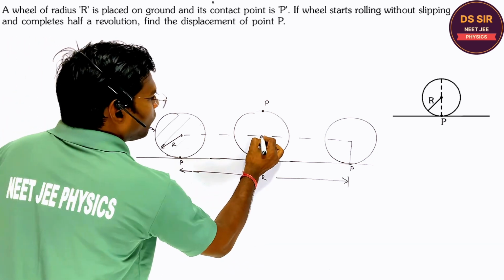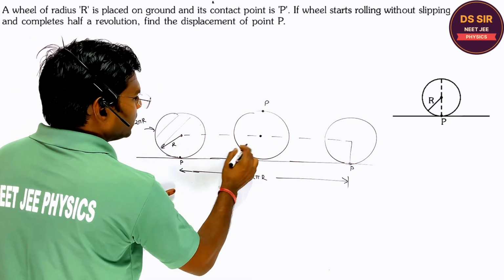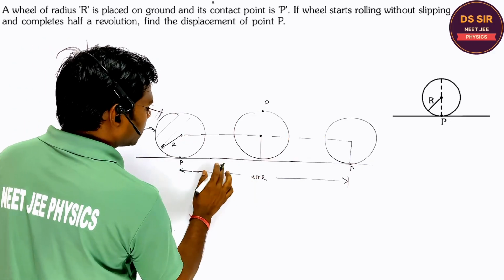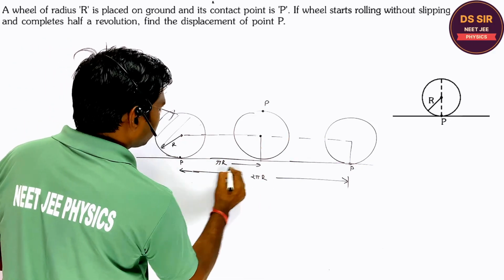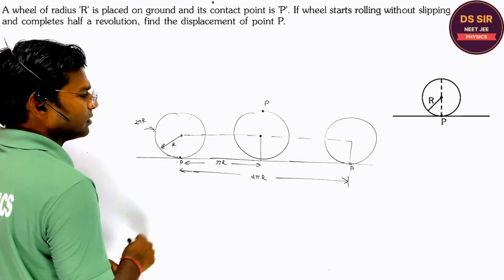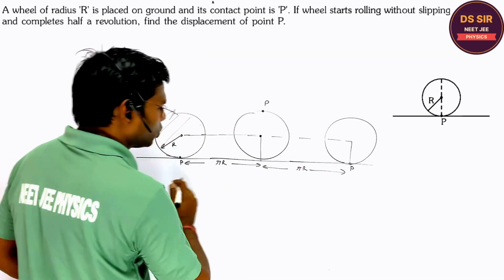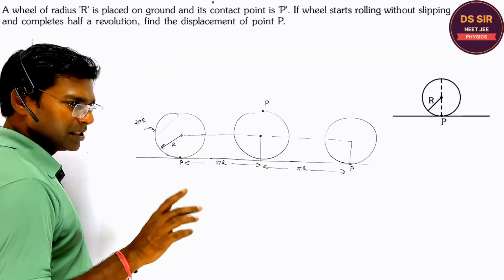Right. And what about in half circle? If we consider a half circle, what is the distance traveled? You will say it is pi r. Fine. It is pi r, and the other half is also pi r. So the total distance is 2 pi r. Is it clear or not?